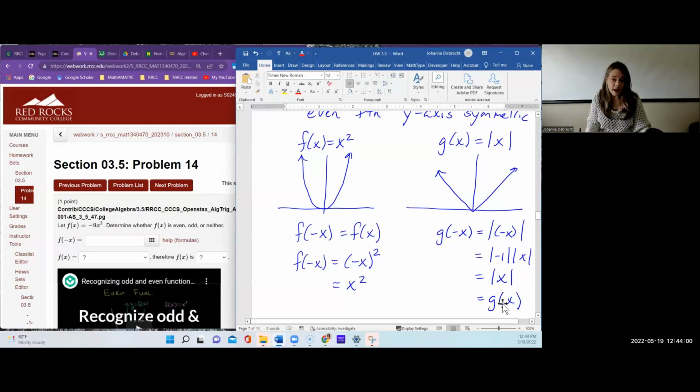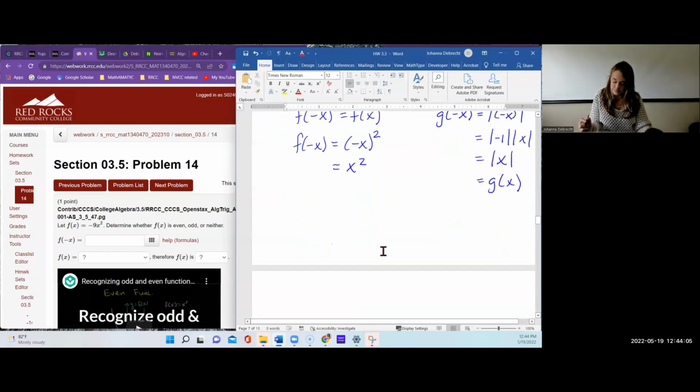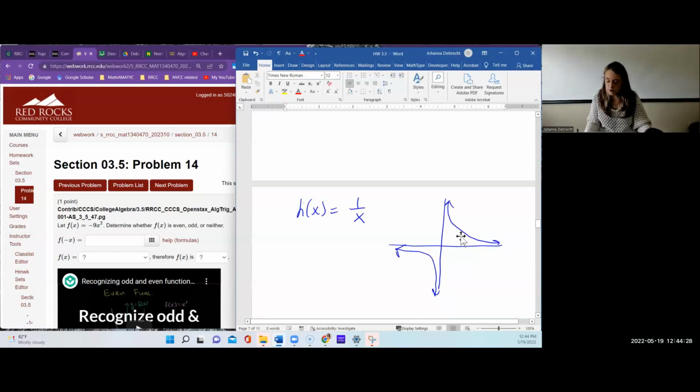Let's take one that's not even and see what happens when we substitute negative x for x. Let's look at the toolkit function, h of x equal to 1 over x. This is a rational function. Over here, it looks like this right here and this right here. 2 boomerangs, one in quadrant 1 and one in quadrant 3.